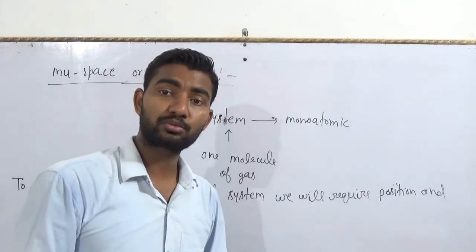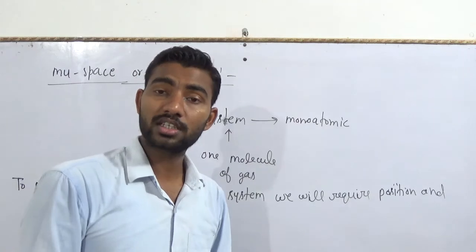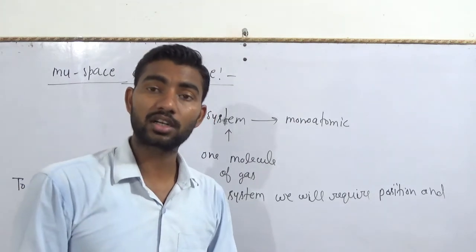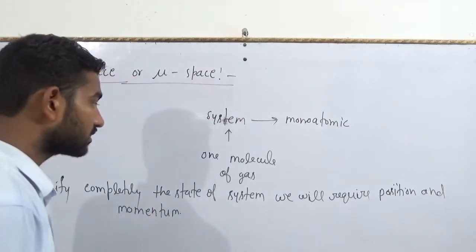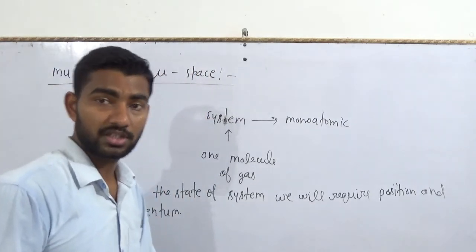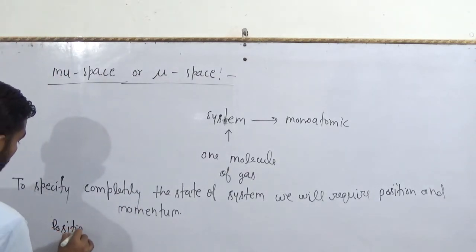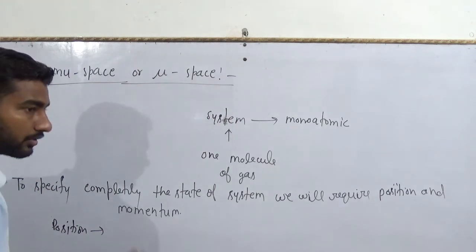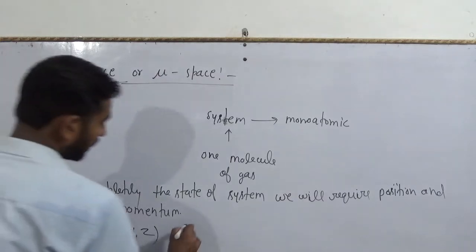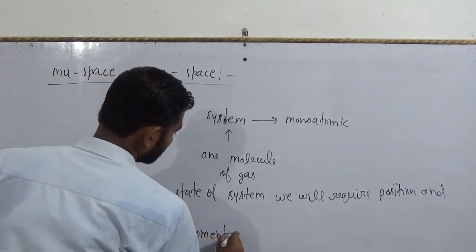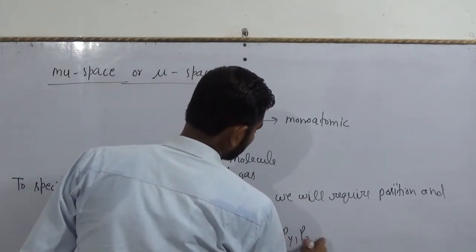What are the coordinates of position and momentum space? The coordinates of position space are rectangular coordinates, we can say x, y, z, and the coordinates of momentum space are px, py, pz. So friends, here we can write also, we can find out the position of an atom by the coordinates x, y, z, and the momentum in momentum space by the coordinates px, py, pz.